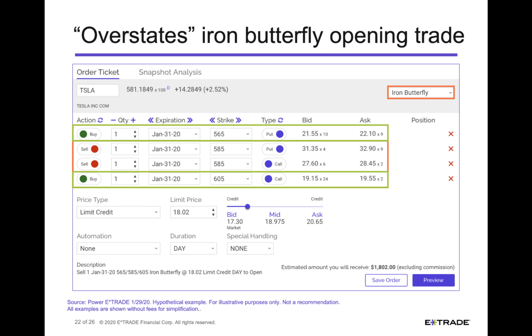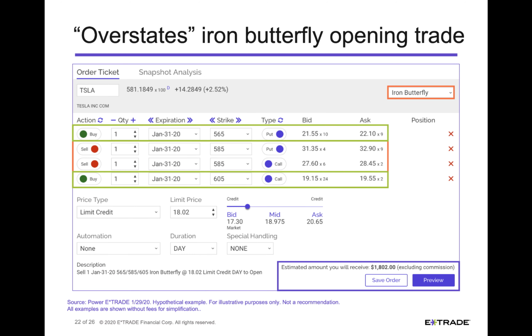So essentially, I'm bringing in a credit here of $18.02 per share to take on risk of $20 per share. So I'm bringing in $1,802. Now, here's what I think is really interesting here. I'm bringing in this credit. Now, again, I am assuming that the stock is going to stay contained within a range, but that the premiums have overstated like they have been for the past 2 months.